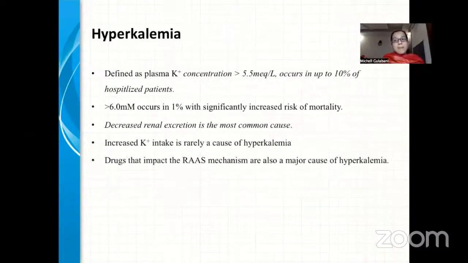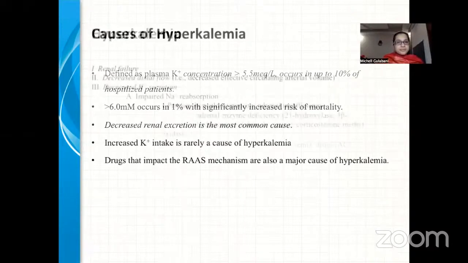So let's lastly come to hyperkalemia. So what is hyperkalemia? It is defined as a potassium concentration of more than 5.5 milliequivalents per liter. It occurs in about 10% of hospitalized patients, and a level of more than 6 is associated with a 1% increased risk of mortality. Common causes are decreased renal excretion, which is the most common cause.